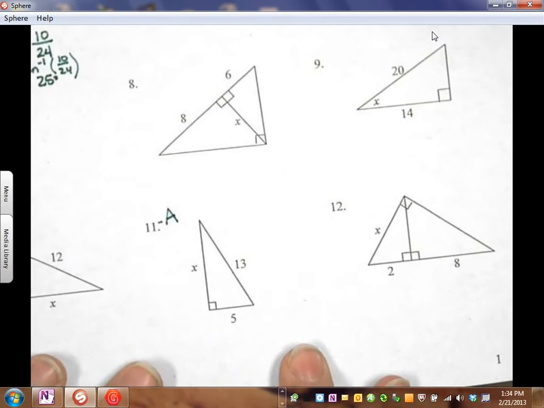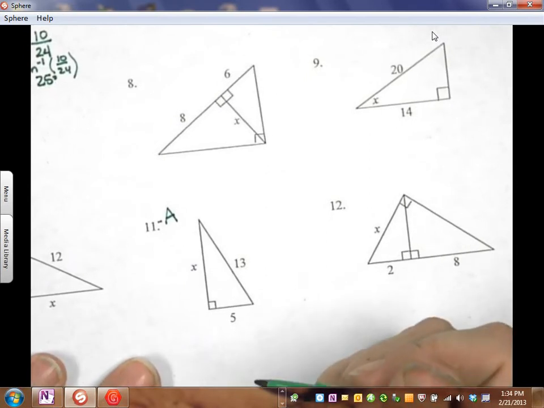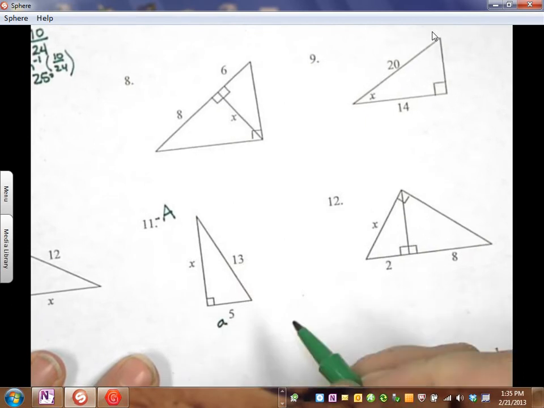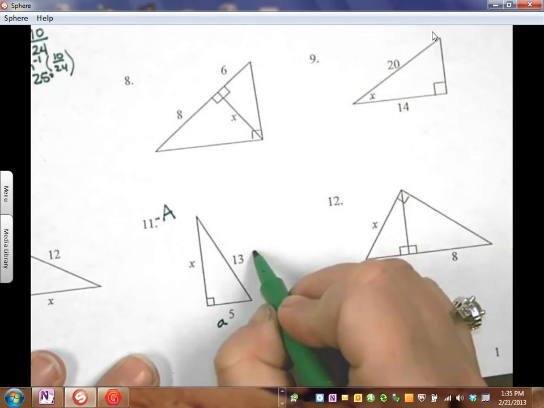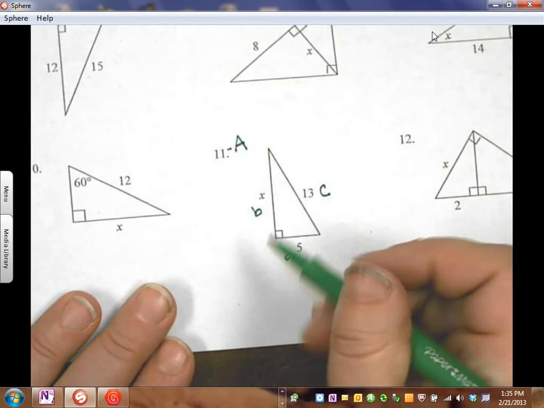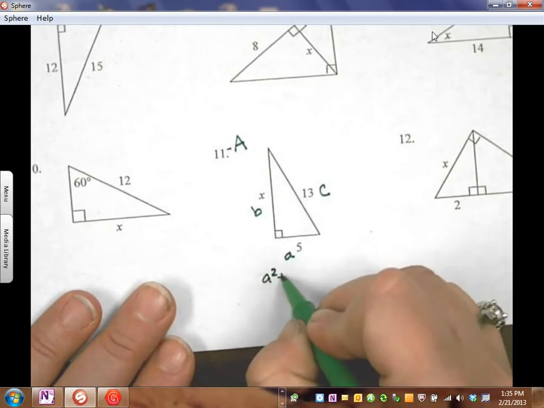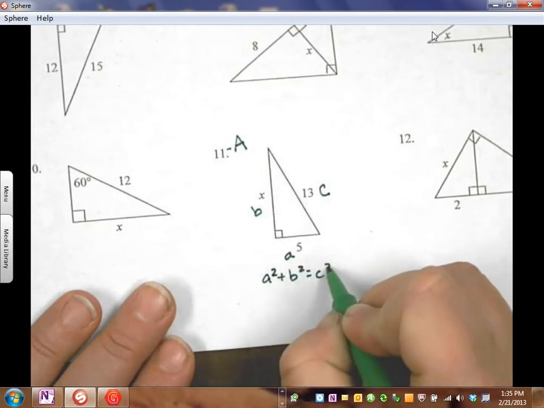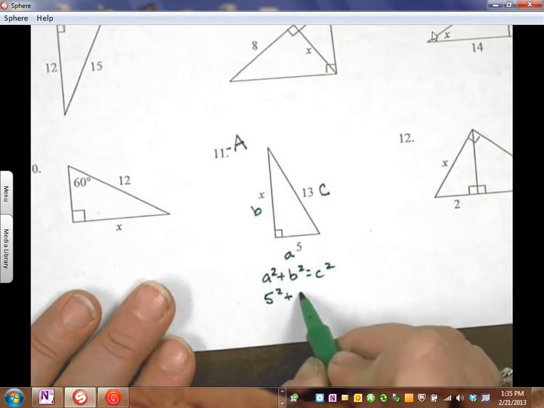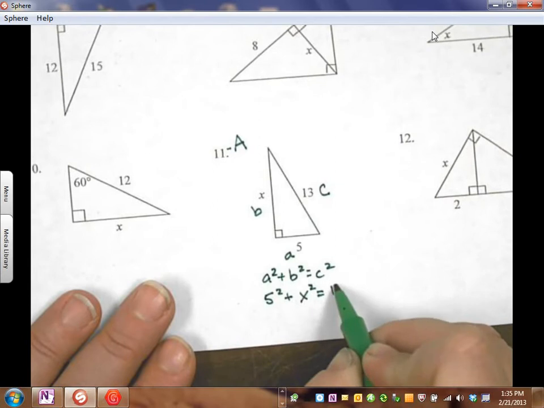What's your A, your B, and your C? Well, it looks like this side's my smallest, so I'm always going to do that. But my C is always the hypotenuse, and then I'm going to put B. Okay? Make sense? And I'm kind of jammed up here at the top of the paper. So we know the theorem is A squared plus B squared equals C squared. A is 5, B is X, and C is 13.